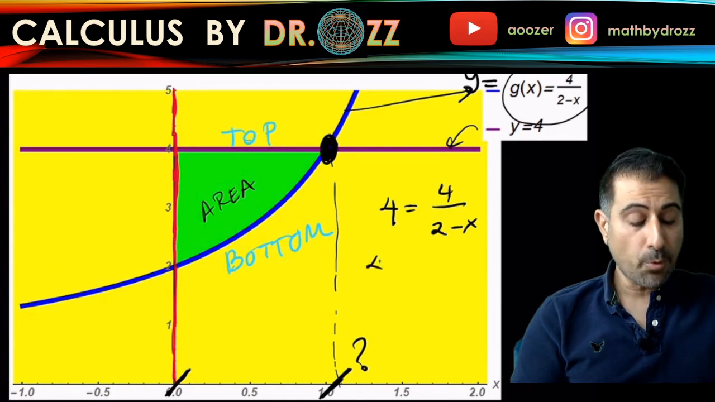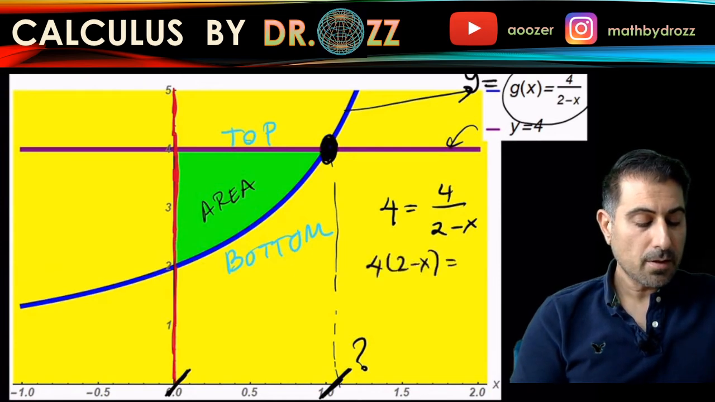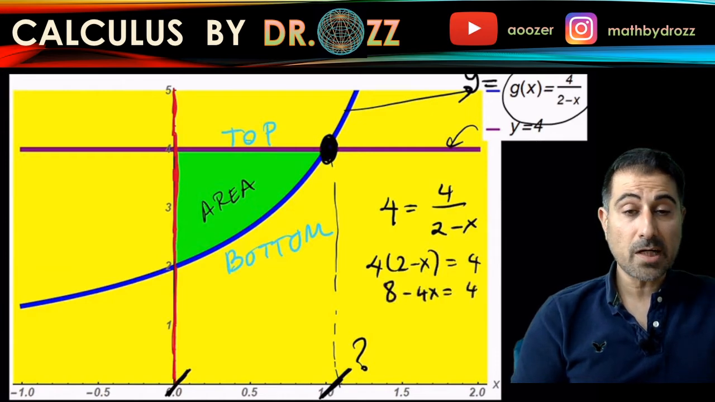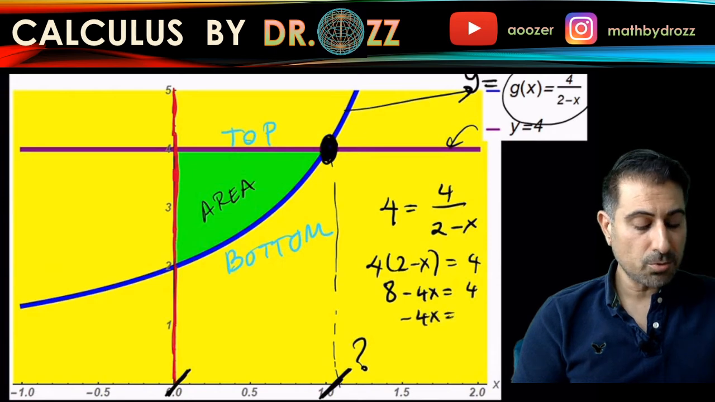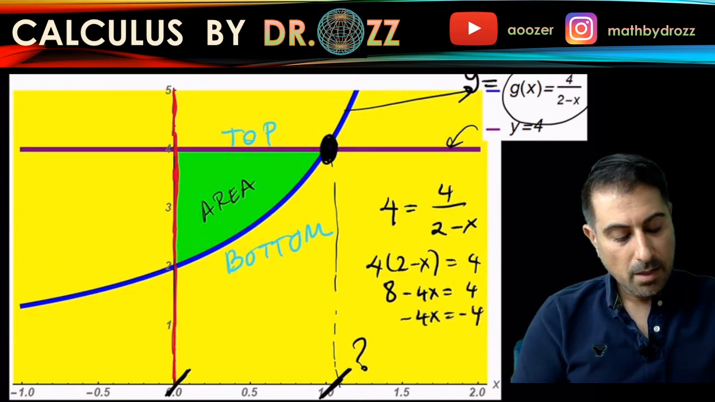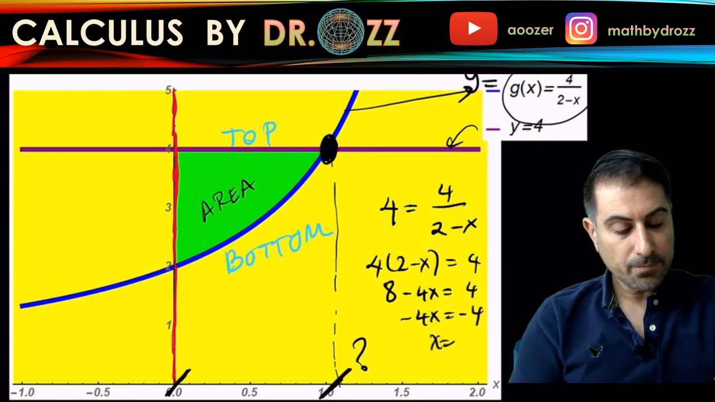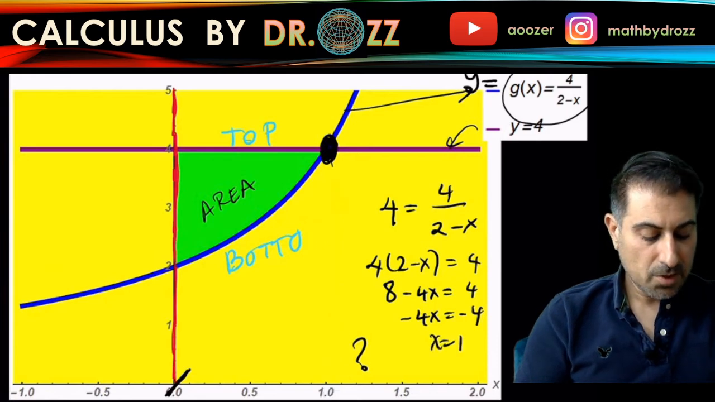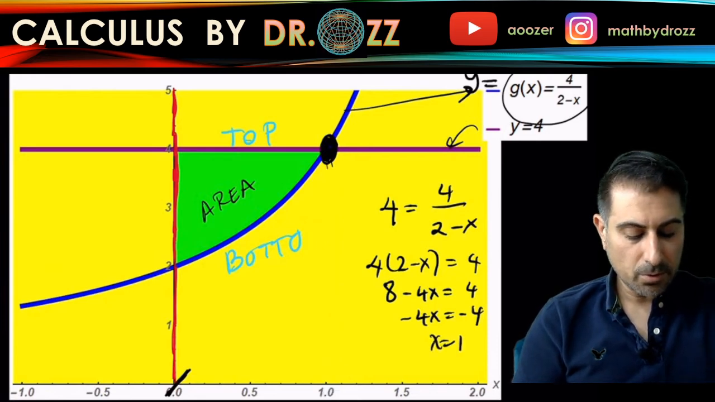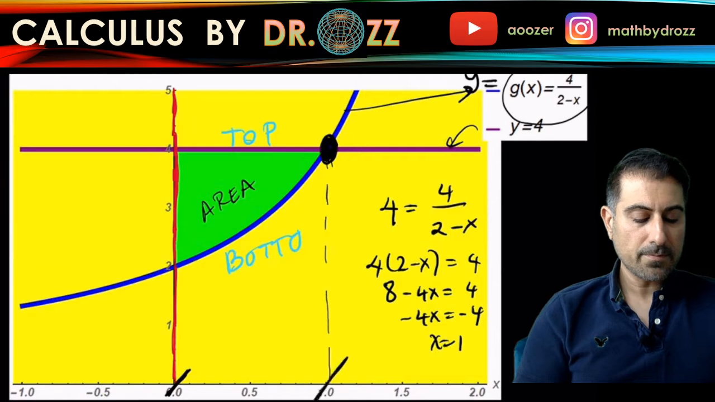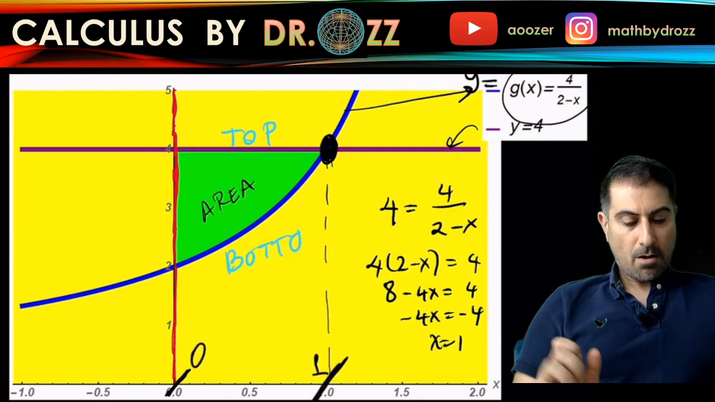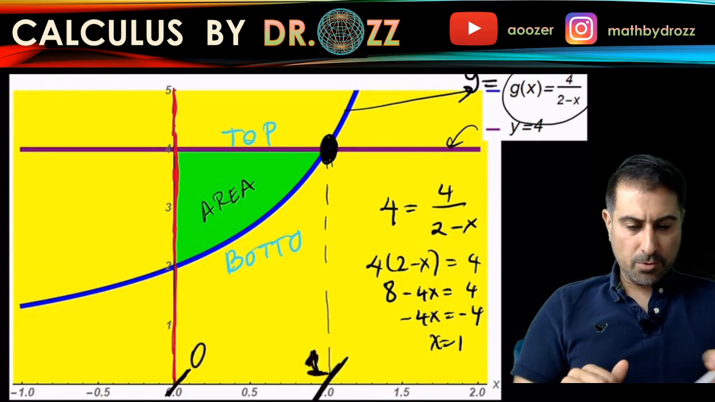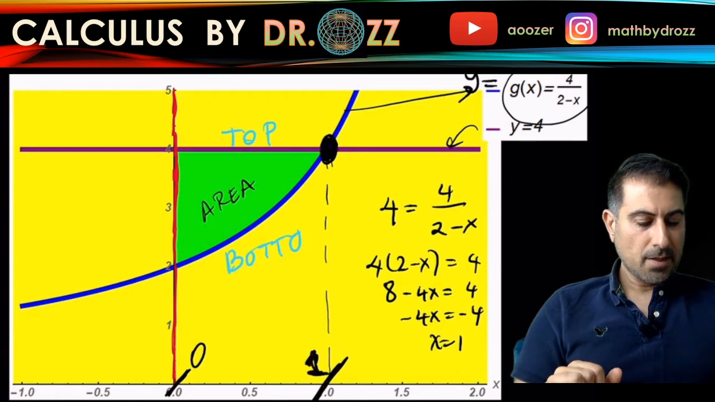And solve this equation for x, okay? So this implies that negative 4x equals negative 4 by subtracting 8 from both sides, so x equals 1. So in fact, this point is just equal to 1, okay? All right, so I think we figured out most part of this.